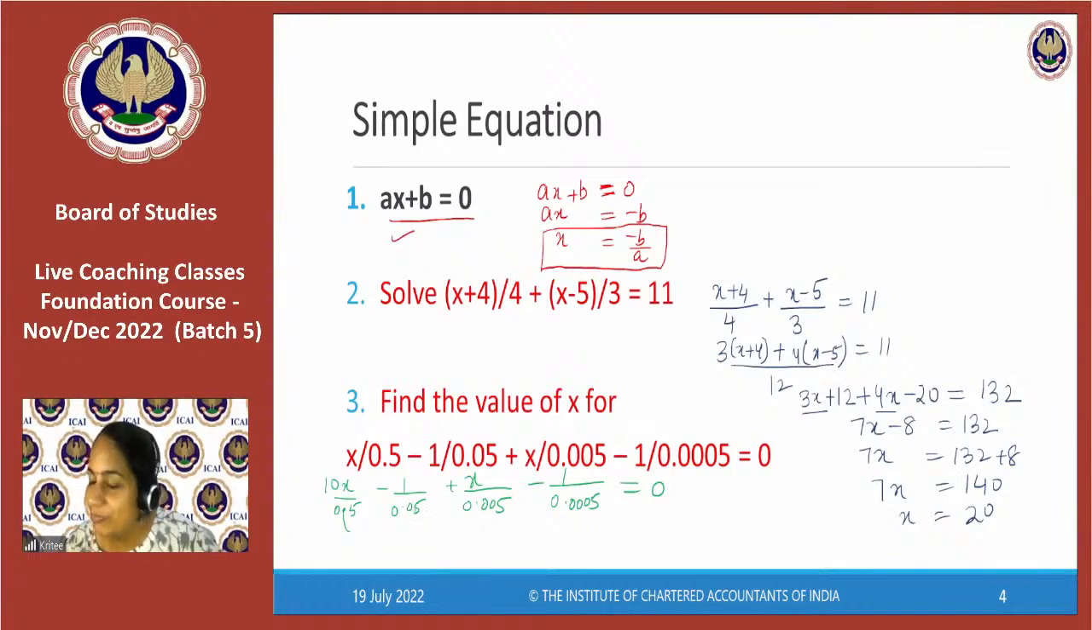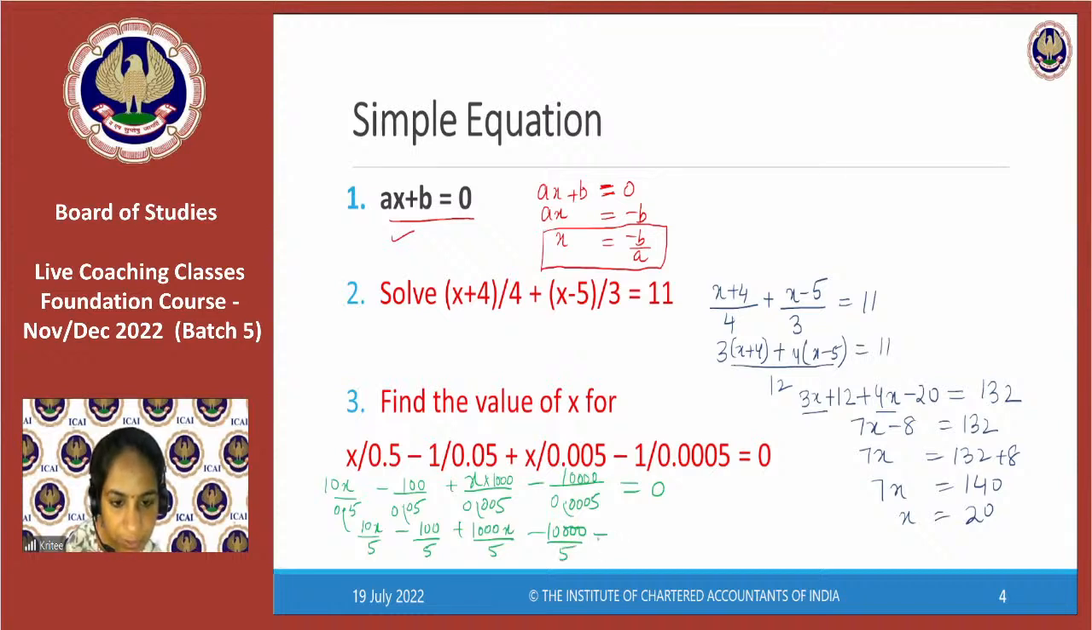Yes, now I have got the correct answer after a long time. So removing the decimal becomes 100. Removing the decimal, we get 1000 there. And removing the decimal, we get 10,000. All right. So 10x by 5. Now it looks like this. 10x by 5 minus 100 by 5 plus 1000x by 5 minus 10,000 by 5.